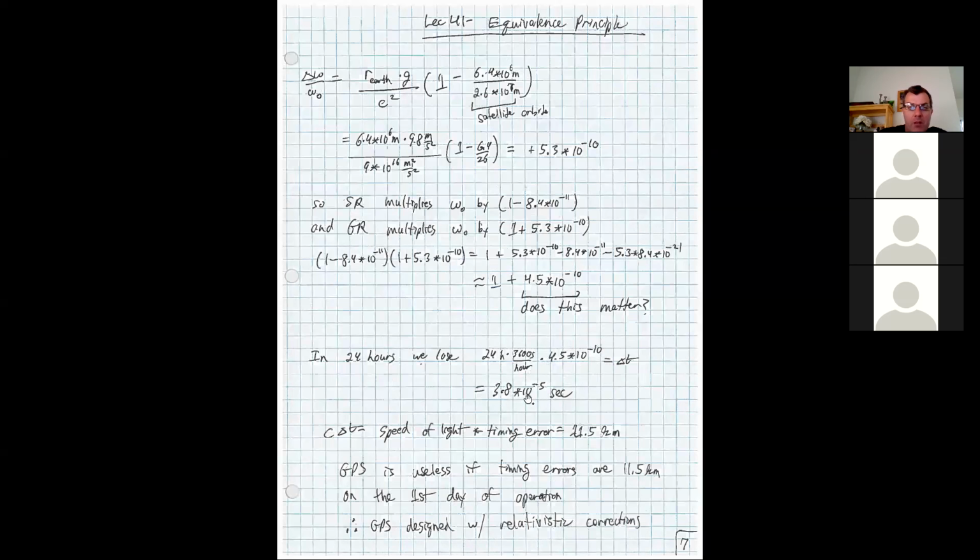Okay, 38 microseconds, that doesn't sound like much. If your only goal is to get to an appointment on time and you're 38 microseconds late, no one's going to say anything. They're going to say, you walked in just in time.